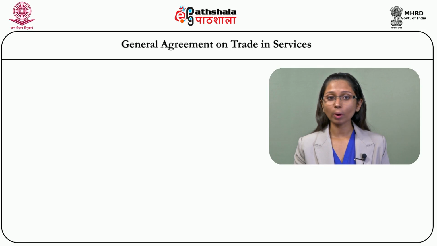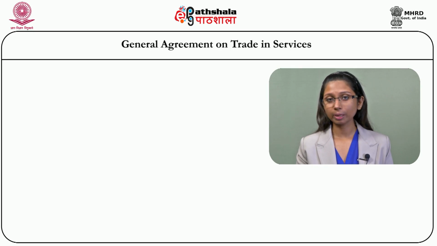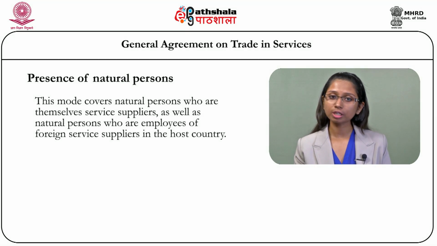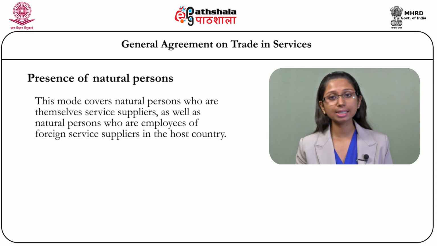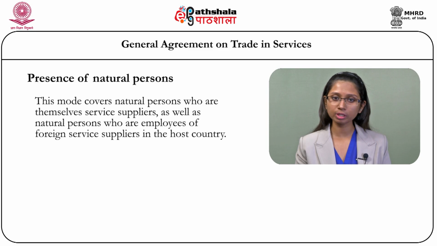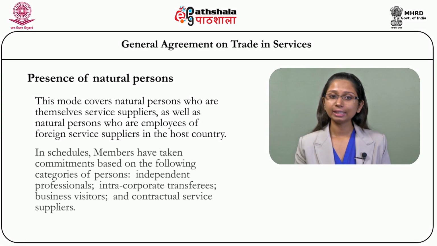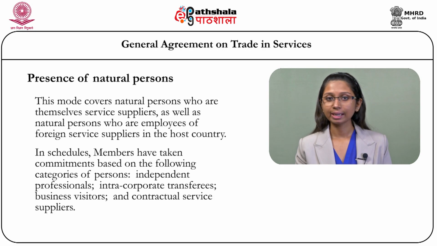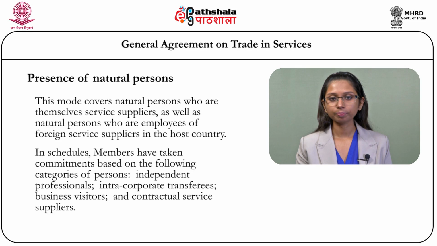Last, and the most vital mode of GATS, which also makes GATS very controversial, is through the presence of natural persons. This mode covers natural persons who are themselves service suppliers, as well as natural persons who are employees of foreign service suppliers in the host country. In schedules, members have taken commitments based on the following categories of persons. Therefore, these categories of persons are examples of the fourth mode of supply. These include independent professionals, intra-corporate transferees, business visitors, and contractual service suppliers.